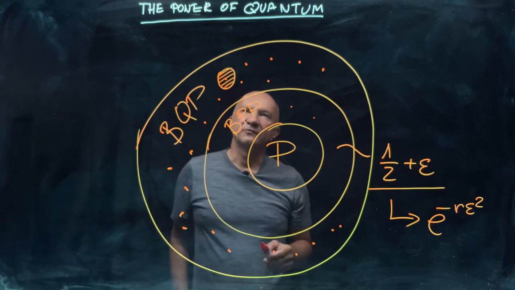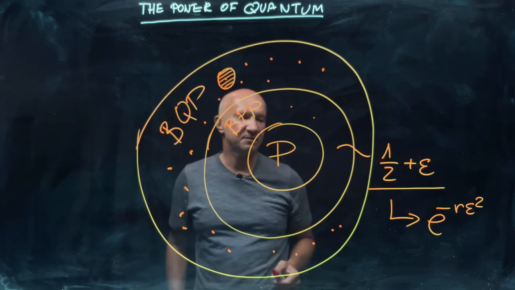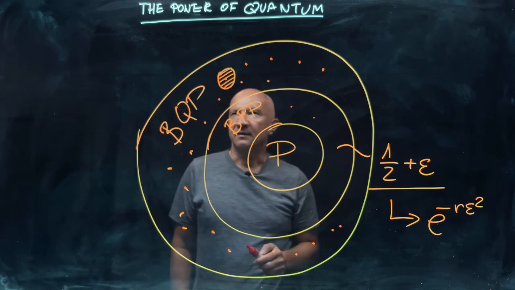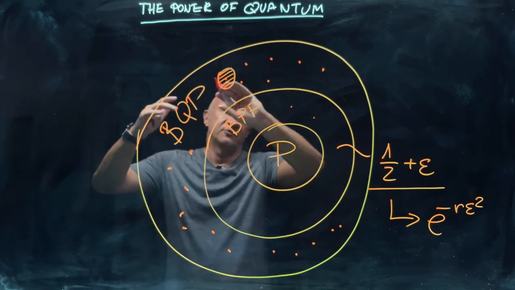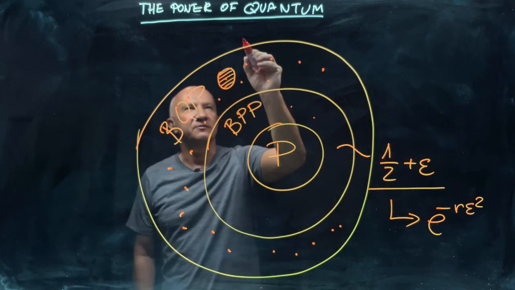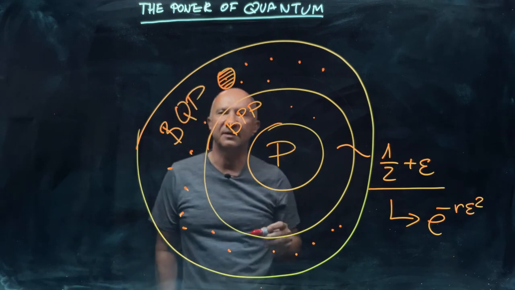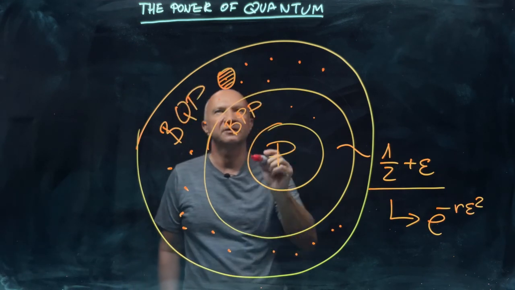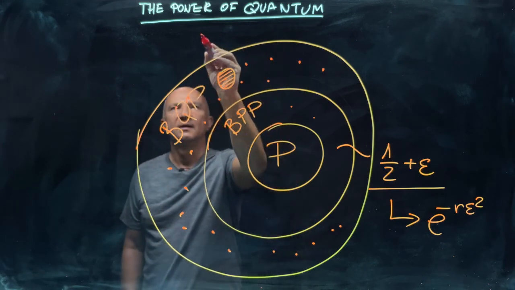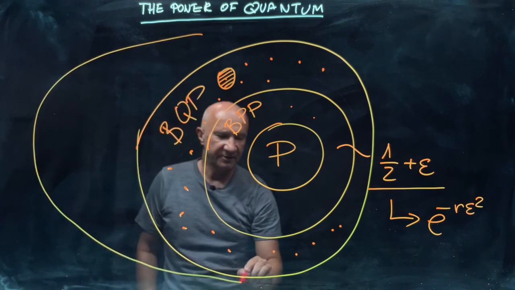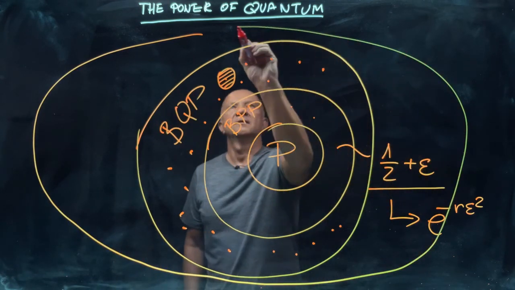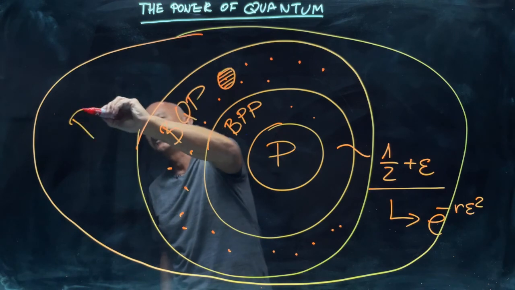And then, of course, this BQP is in a larger class, and I can draw the whole set of diagrams here. It will get more and more complicated, but let me just draw maybe two more. So a larger class here is something that you call PSPACE.